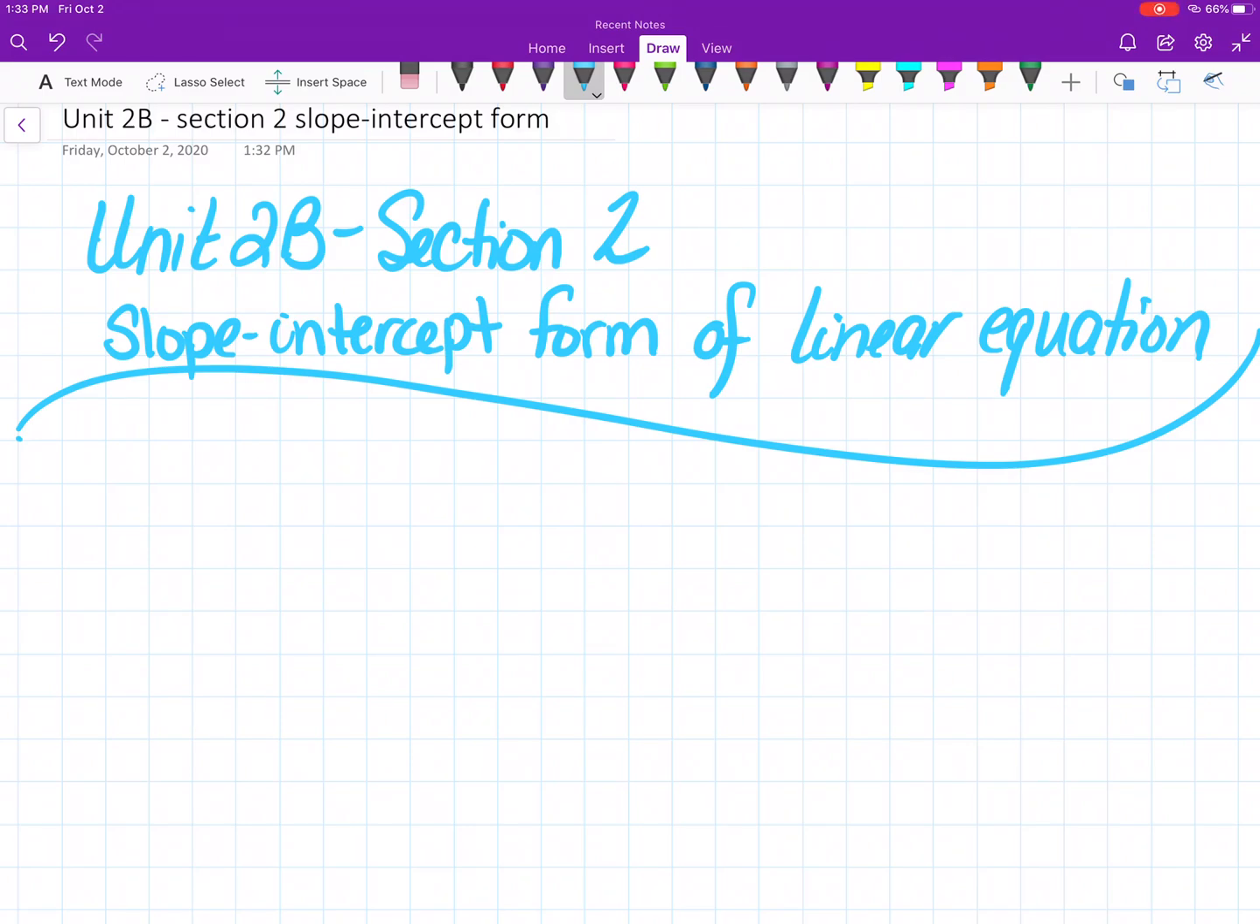All right, here we are. Unit 2B, Section 2, slope-intercept form of a linear equation.